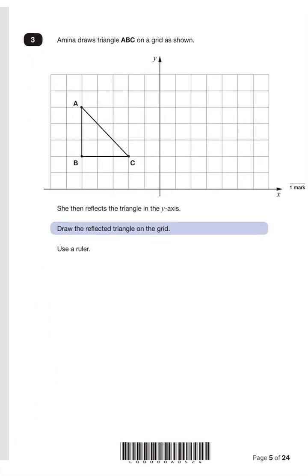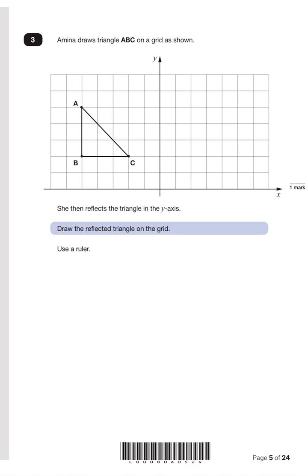Number 3, Amina draws triangle ABC on a grid as shown. She then reflects the triangle in the y-axis. Draw the reflected triangle on the grid. So I'm going to start with point C. Point C is 2 squares away from the y-axis.